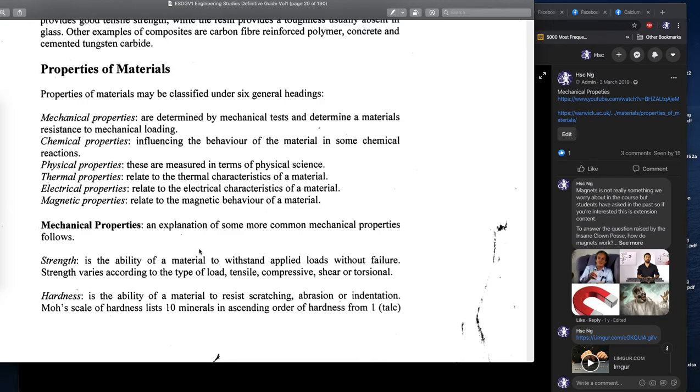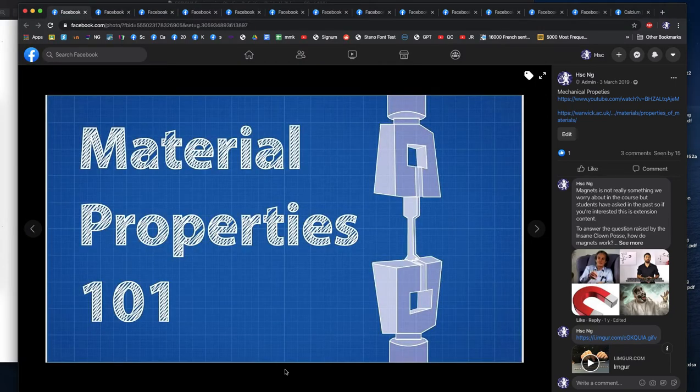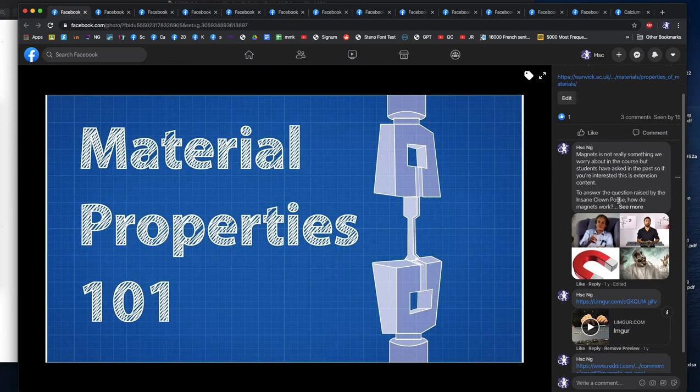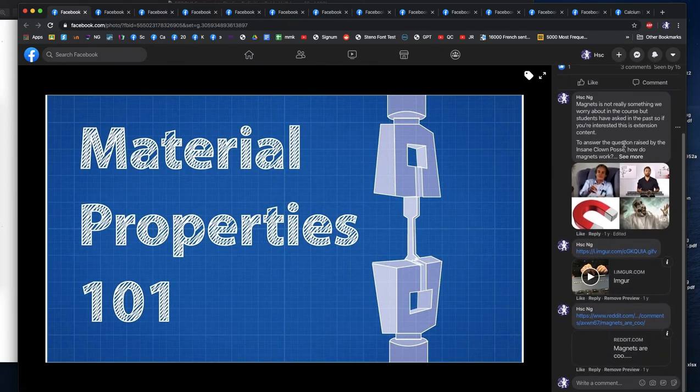So what we're going to look at here is the properties of materials. There's a relatively good video on YouTube that covers the mechanical properties. I also have a link to Warwick University in the UK. I have some links here which talk about magnetism.